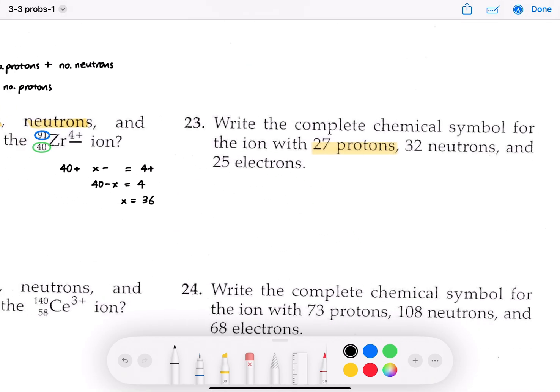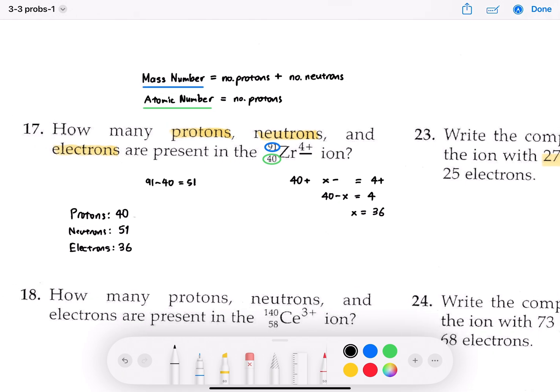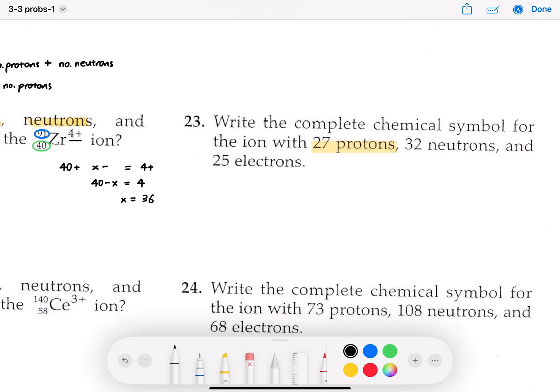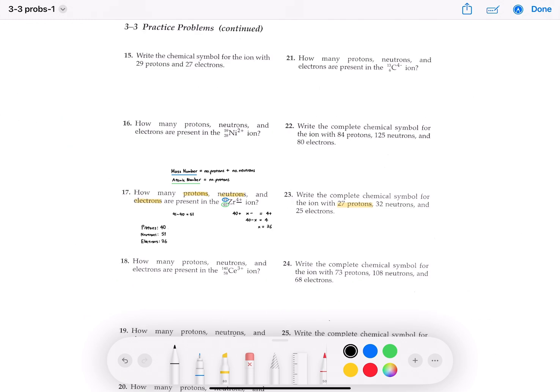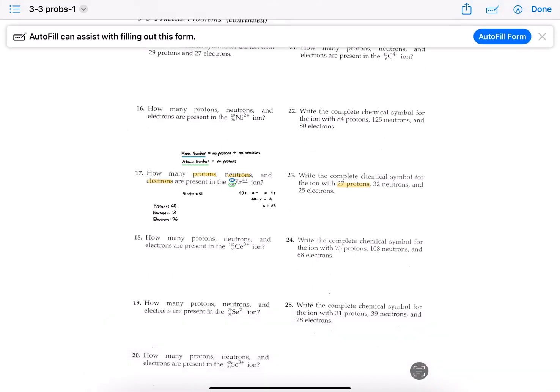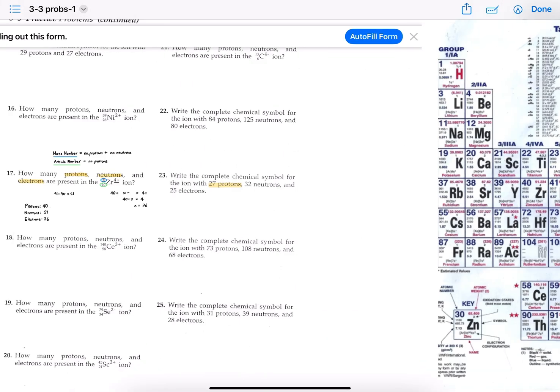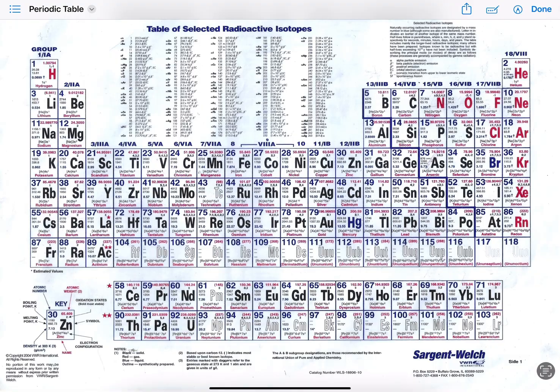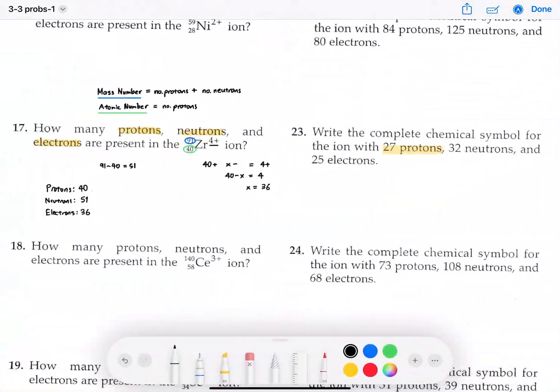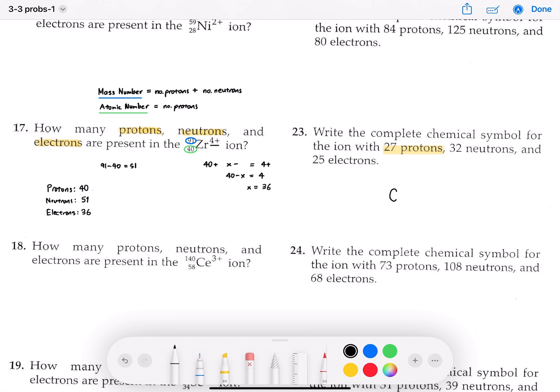Now the last problem is a bit more complex, but essentially it's a reverse engineering of this one. Let's take a look. Write the complete chemical symbol for the ion with 27 protons, 32 neutrons, and 25 electrons. Like always, we take a look at the protons first, which determine the identity of the element. 27 protons right here is cobalt. 27 protons always means that it's going to be cobalt no matter what.